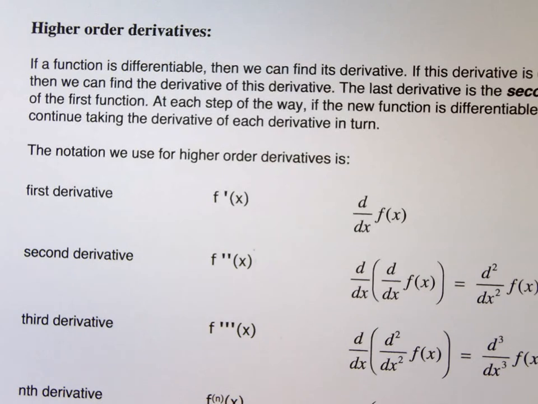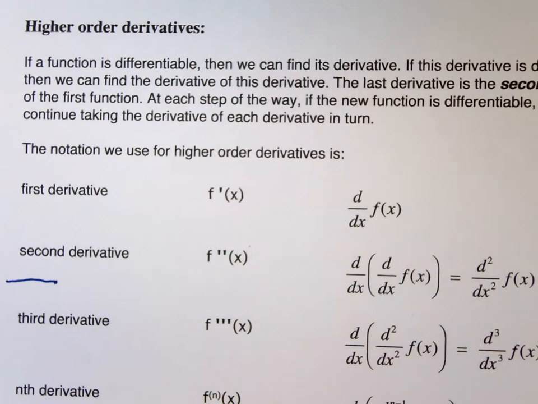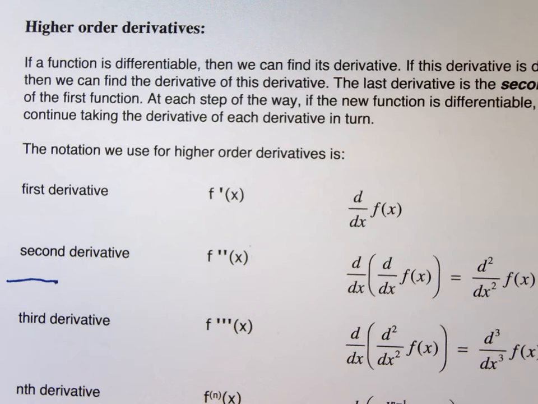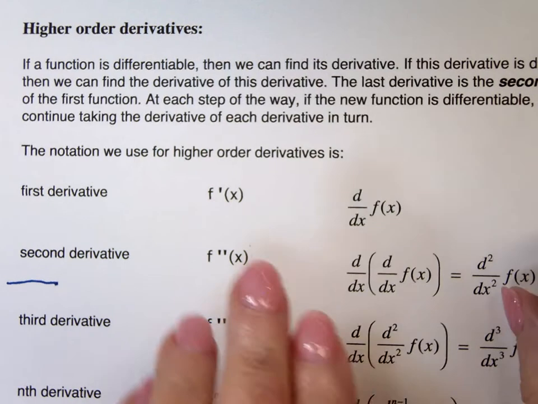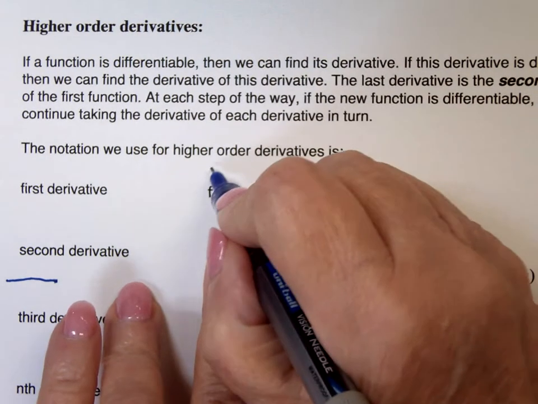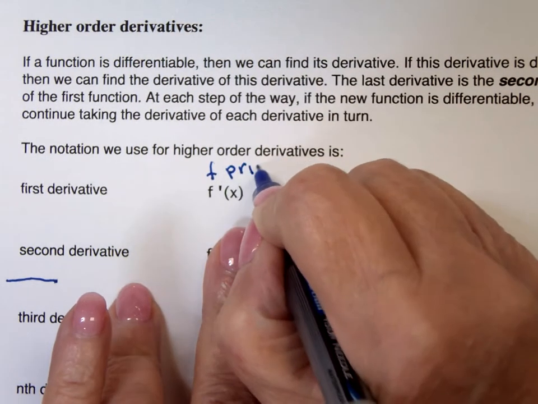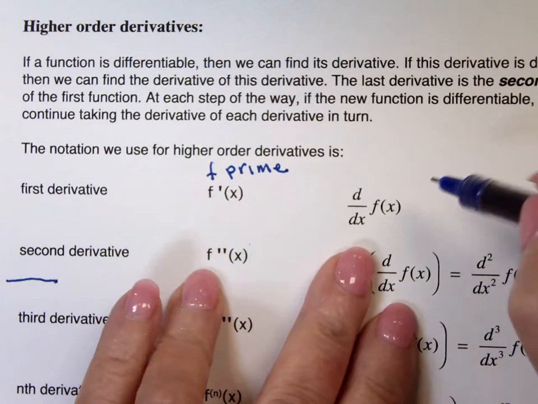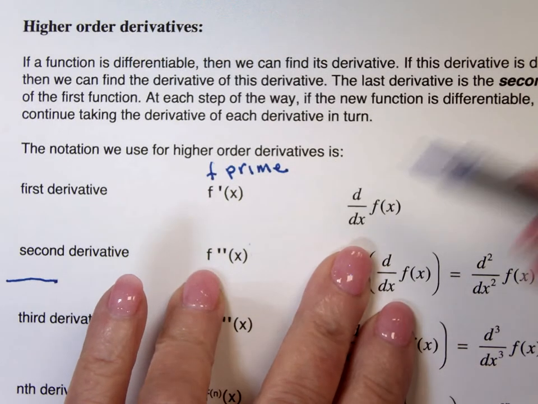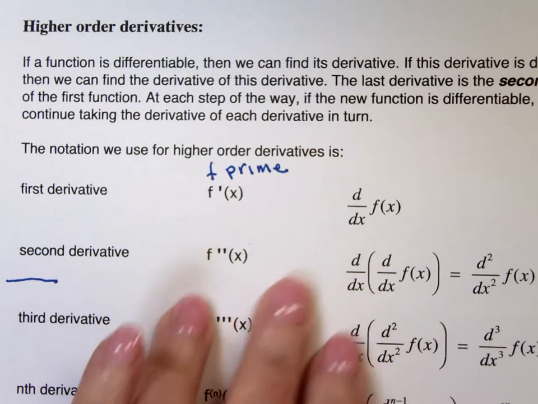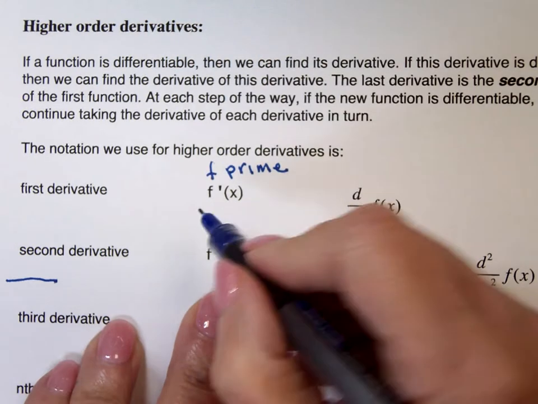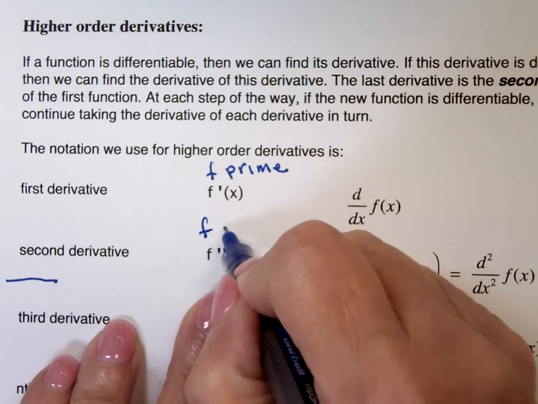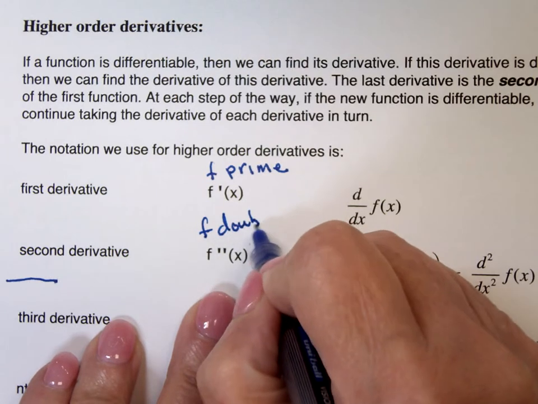The only thing we're going to be interested in is the first and second derivative. If you're going into the sciences, you have the others. All that means is you're going more than once. So the first derivative is f prime, and that's the derivative with respect to x of f of x. Second derivative is f double prime.